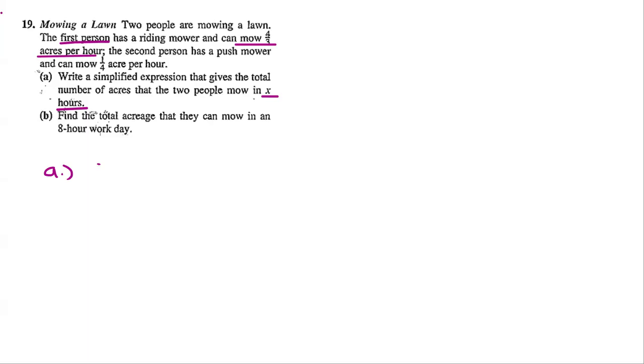So if I was making, say, $25 per hour, how would I represent that? So if I worked 3 hours and I made $25 an hour, how much did I make in those 3 hours?